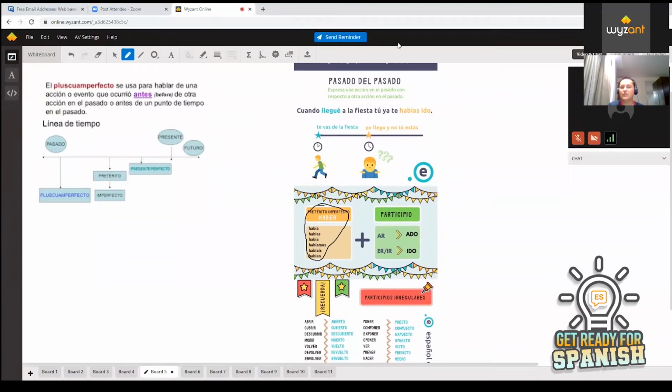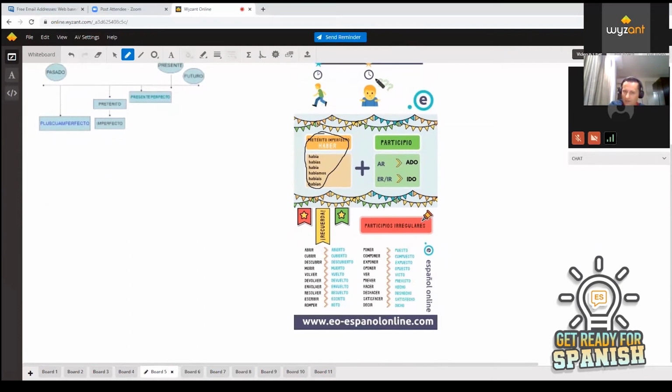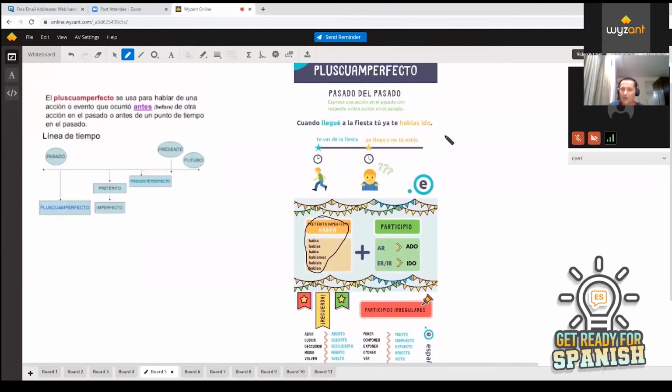When do we use the past perfect? Okay, when do we use the past perfect? We use it to talk about the past of the past. Like when we talk about two actions in the past, the one that happened before will be in the past perfect. Is that making sense? Yeah. For example, we have this example here. Cuando llegué a la fiesta, tú ya te habías ido. When I arrived to the party, you had already left.